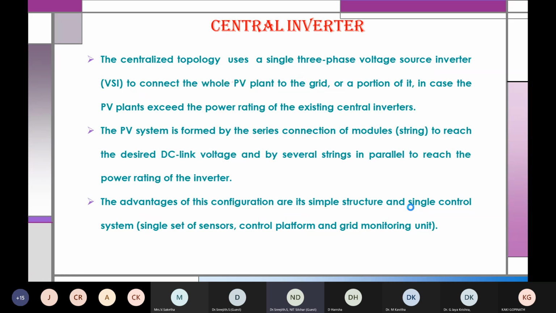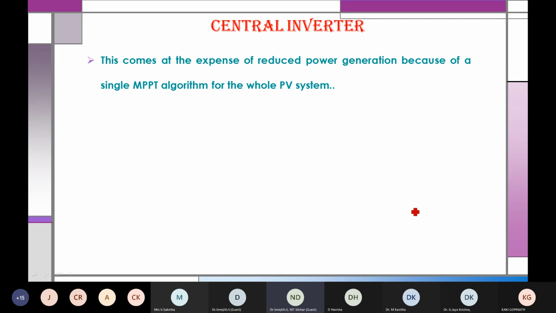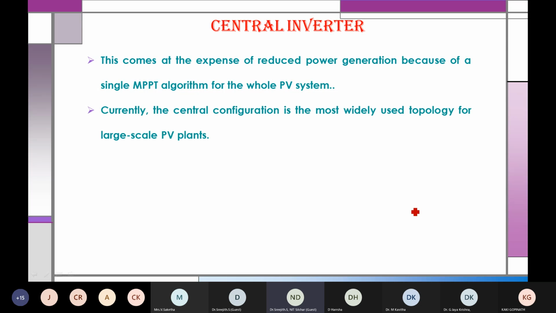But the problem with this is that the MPPT algorithm is for the whole system, not for individual panels, so you can't get the maximum output from it. That is one problem. Mostly this is used in large scale. So micro inverters are used for very low power applications. For medium power applications and residential rooftop, we'll go for string inverters. And for large scale PV plants, we'll go for central inverters.